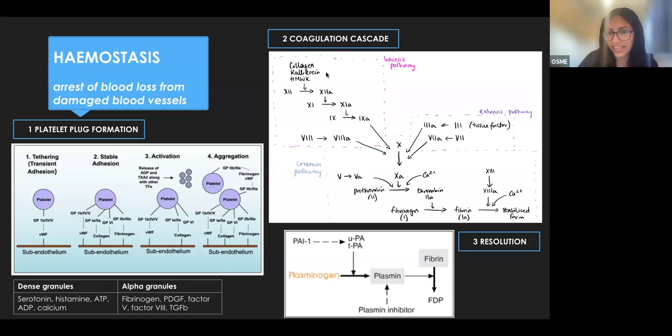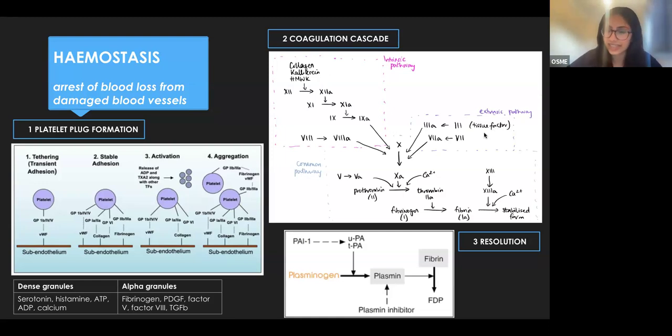That activated factor X will convert prothrombin to thrombin, and thrombin converts the soluble fibrinogen to insoluble fibrin, and fibrin stabilizes that initial platelet plug. The intrinsic pathway we say is activated by tissue damage, so that's why we have collagen activating that pathway. And the extrinsic pathway requires tissue factor, which is factor 3.